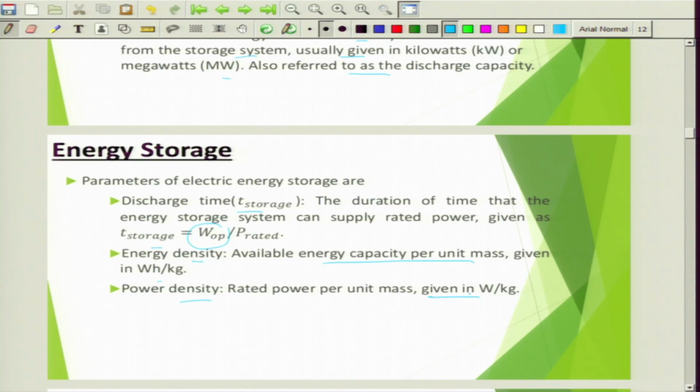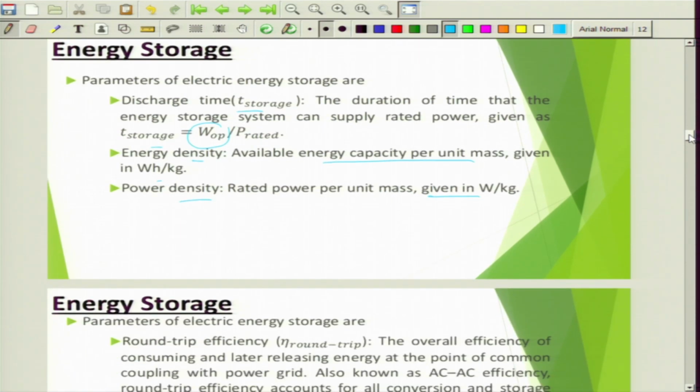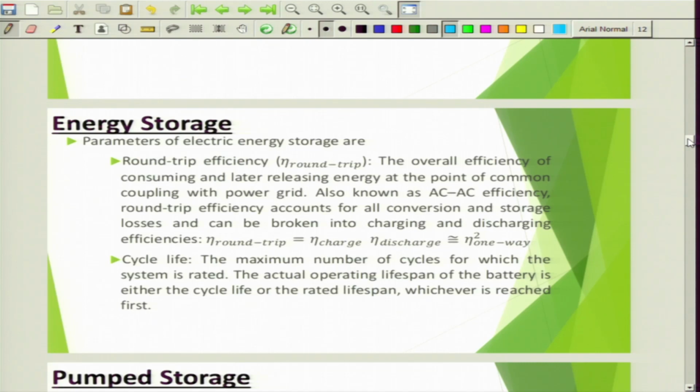Hence, it is most suitable for electric vehicles and other applications, because you do not want to increase the size of an electric vehicle just because of a storage. You want to have more compact, sleeker vehicles, yet achieve the requirement of e-mobility. And then power density, the rated power per unit mass, given in watt per kg. So power density and energy density are very important to reduce the volume of storage. And then parameters of electric energy storage continued. Round trip efficiency, you see here, is the overall efficiency of consuming and later releasing energy at the point of common coupling with the power grid, also known as AC efficiency.